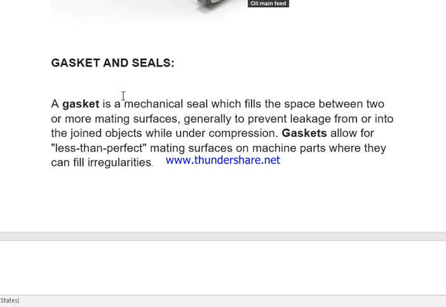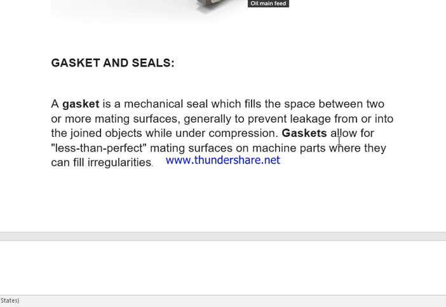What is a gasket? A gasket is a mechanical seal which fills the space between two or more mating surfaces, generally to prevent leakage from or into joining objects while under compression. This gasket helps to prevent leakage. It helps to avoid mixture of water and oil in the combustion chamber.